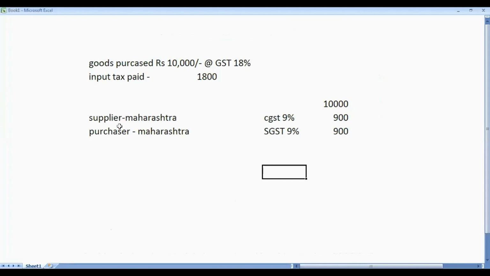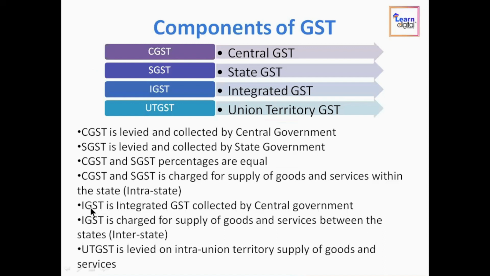So if the transaction is within a single state, or intrastate, we can use CGST and SGST. Now, IGST. IGST is integrated GST collected by the central government. The whole amount of tax will go to the central government. IGST is charged for the supply of goods or services between states.